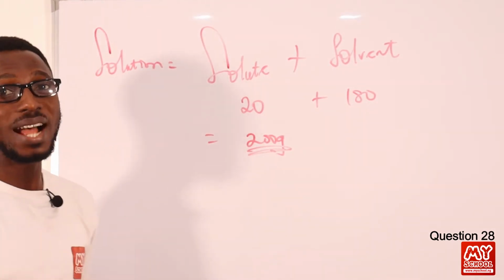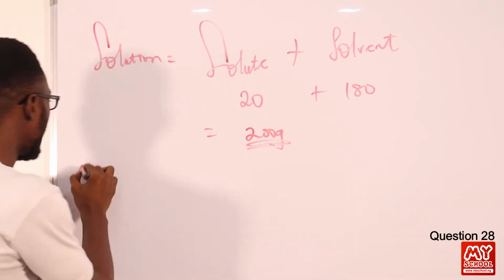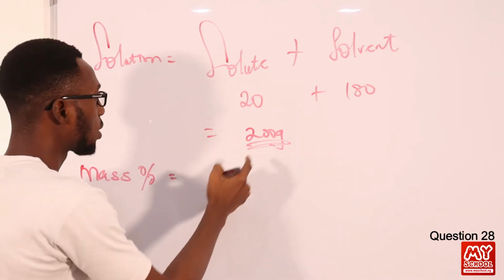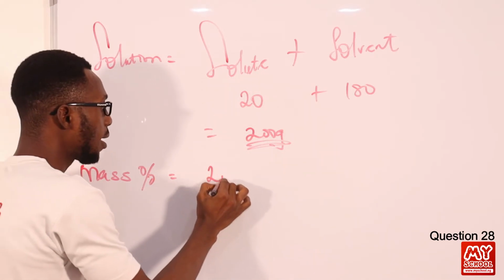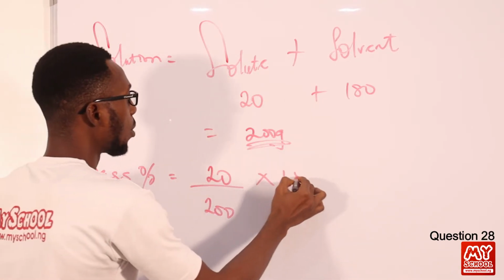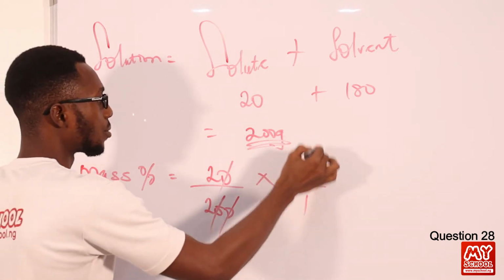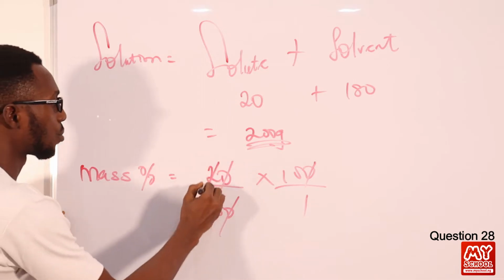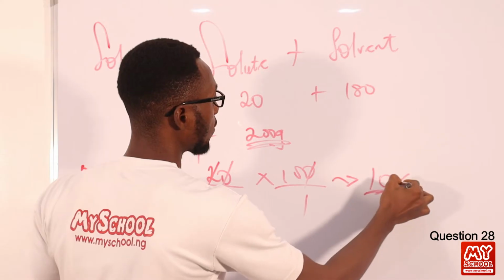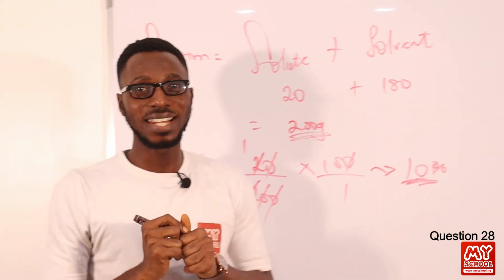So we are asked to use mass by mass percentage. So we know that mass percent is equal to the mass of the solute, which is 20, over the mass of the solution, which is 200, times 100 over 1, that is times 100%. So 0 cancels 0, 0 cancels 0. So I have 2 here, 1, 2 here, 1. So I'm left with 10. So I have 10%. So let's see if we have 10% in the options provided.